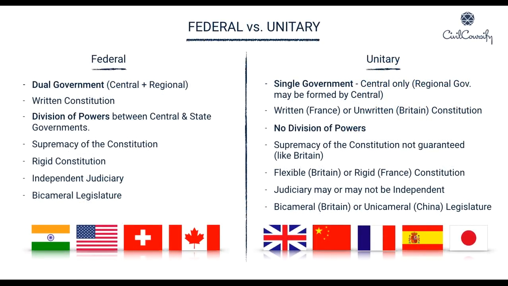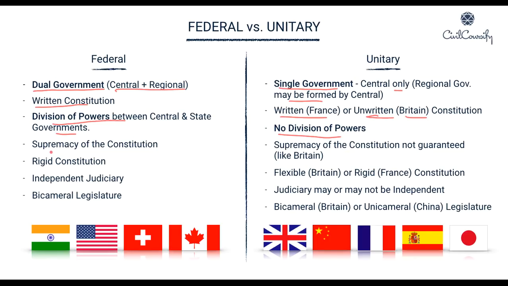Next, let us look at the difference between the federal and the unitary form of governments. For federal, it has a dual government, center and regional. For unitary, there is a single government, center only. I mean, the regional government may or may not be formed by the central government. For federal, there is a written constitution. For unitary, there could be a written constitution like in France, or there could be an unwritten constitution like in Britain. For federal, the division of powers between the center and states are there. The powers have been divided and they have been written in the constitution, and there is no division of powers in the form of unitary government.